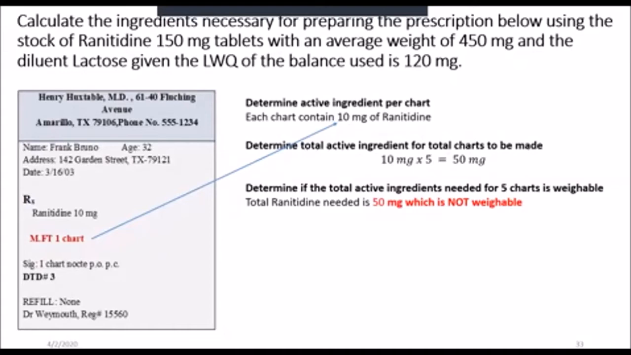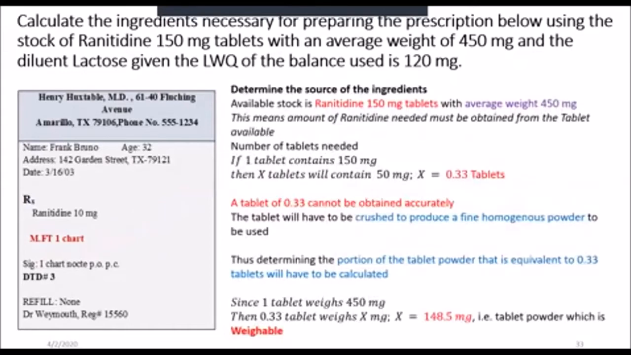This 50 milligrams is not weighable, but we have to determine what is the source of our active ingredient. The available stock is ranitidine 150 milligram tablets, and it has an average weight of 450 milligrams. So this means that the amount of ranitidine needed must be obtained from the stock that's provided. 1 tablet contains 150 milligrams. Now I would like to stop right here.